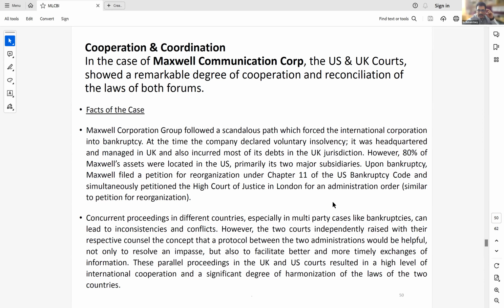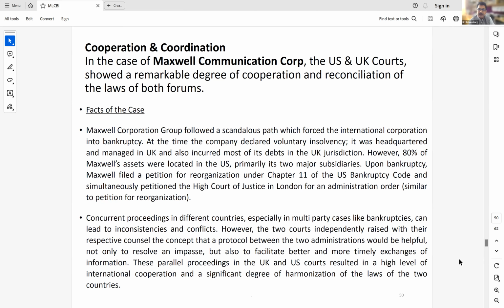Okay, so now this is a case which is again on cooperation and coordination between courts. We have covered some cases: cross-border insolvency, group insolvency, then recognition and enforcement of foreign insolvency judgments and orders. And now this is a case of cooperation and coordination. This was the case of Maxwell Communication Corporation, which was filed in the US and UK courts.